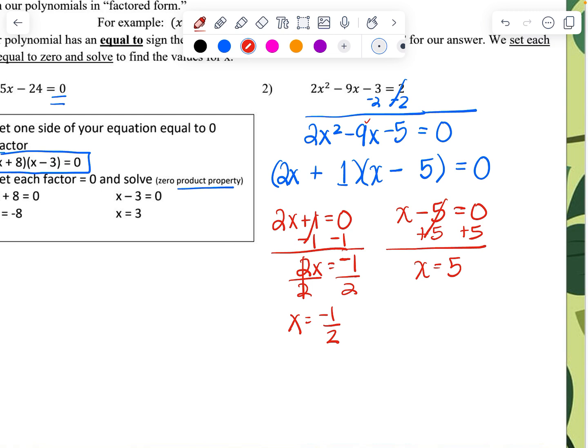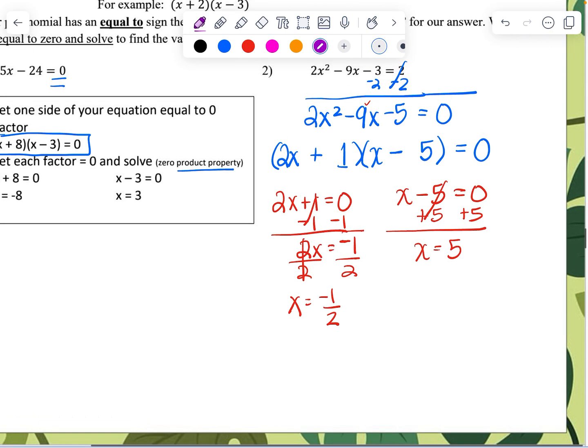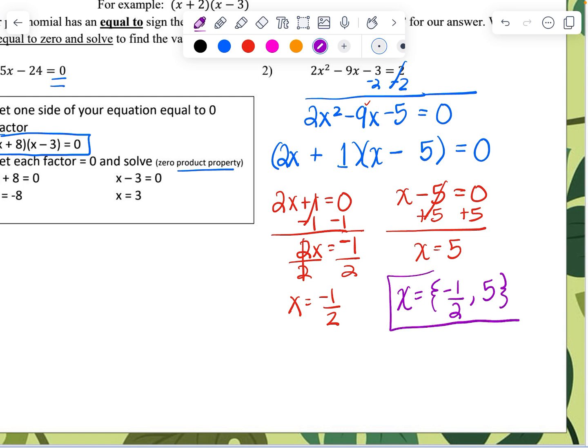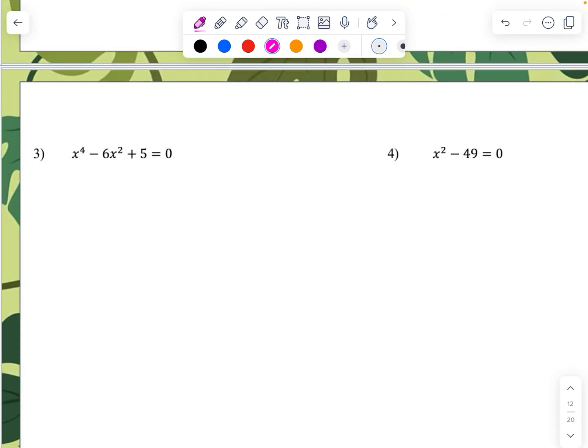For today, we're going to use solution sets so you understand what they look like. A solution set says x is equal to, we open up those curly braces, and we put it in order from the smallest solution to the largest solution, and then we close up those braces. So for today, we're going to use solution sets as our final answer, just so you know what those look like. All right, example number 3.